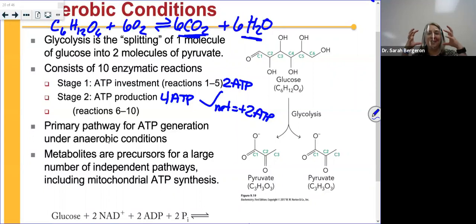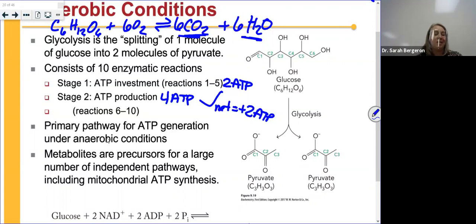Red blood cells are like sacks of hemoglobin. They don't even have a nucleus anymore, much less a mitochondria, right? But they have to function. They have to generate ATP somehow. And so this is what happens inside of red blood cells so that they can get energy, right?